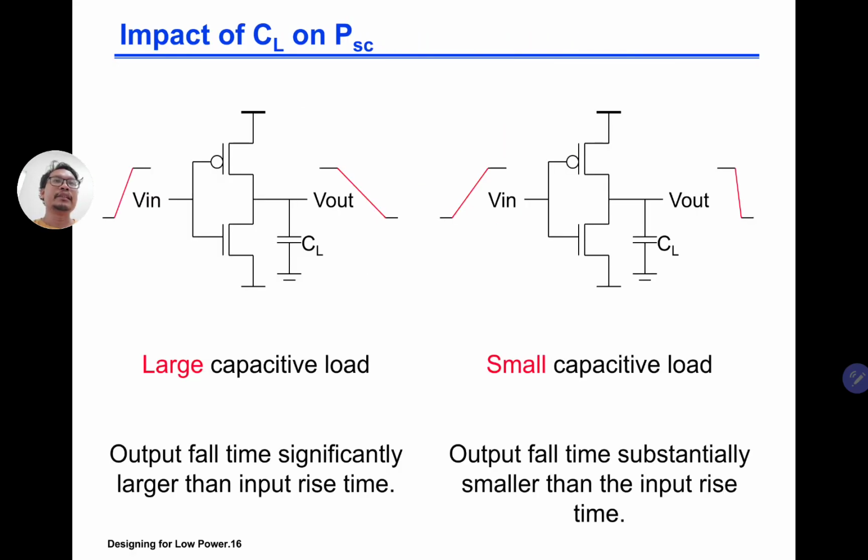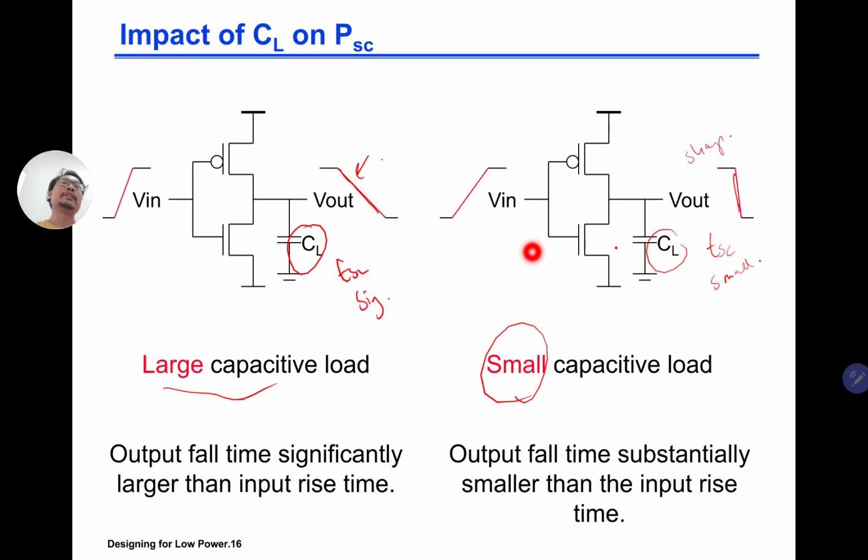The impact of CL on the short circuit: the short circuit current also depends on CL. If your CL is large, you have quite a small slope, and here is a sharp slope. So small CL gives a sharp slope. What happens if you have a sharp slope? Then your TSC is small; here TSC is big. Remember, your short circuit power depends on the time duration of both devices being on, so you want a minimum duration where both devices are on.